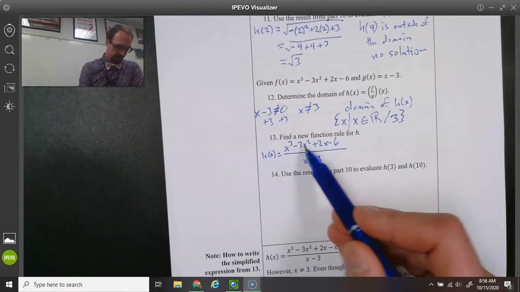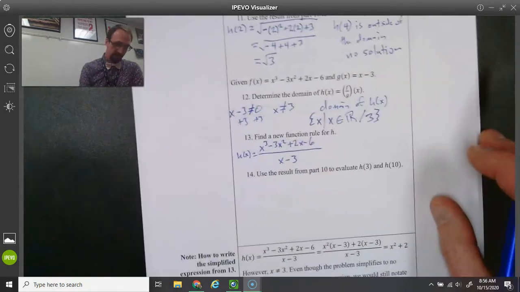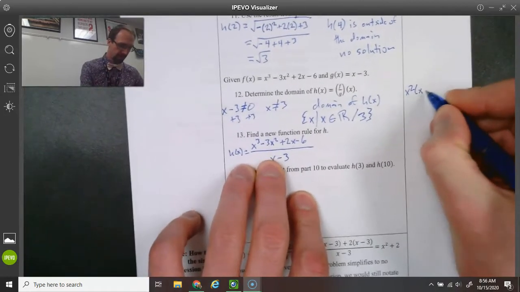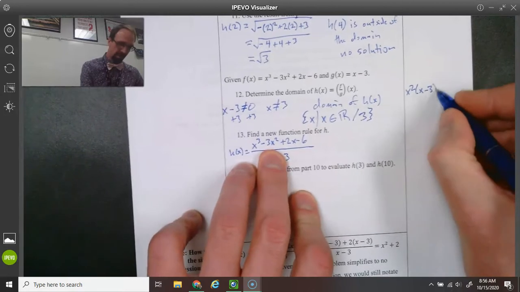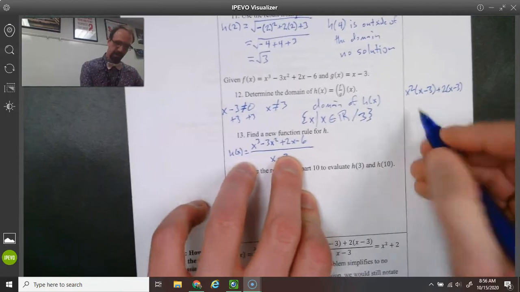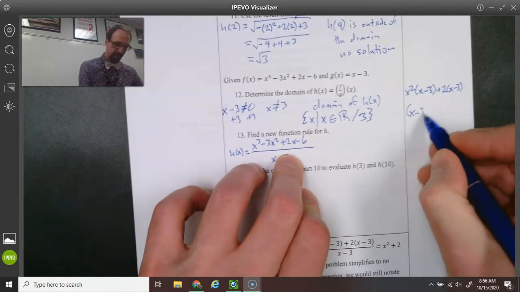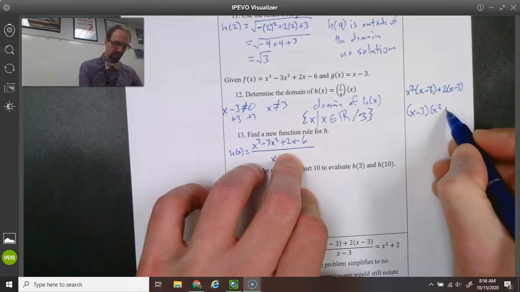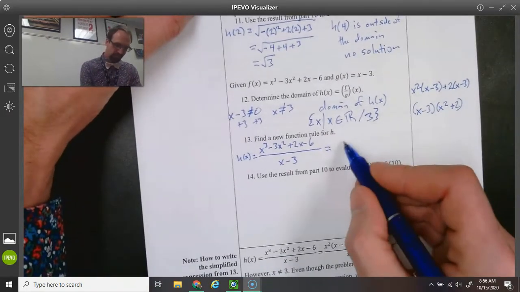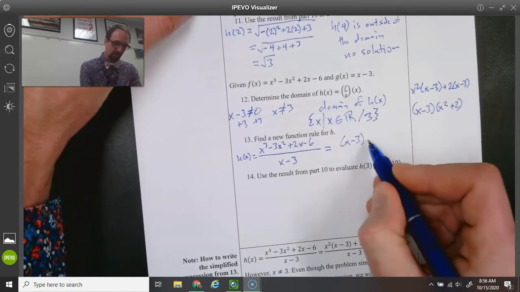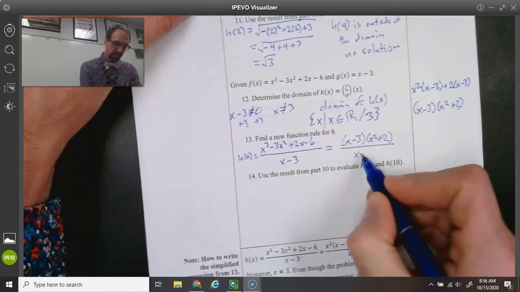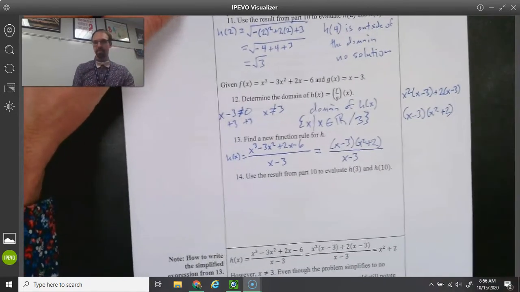If I factor by grouping, I pull out an x squared first and I'm left with x minus 3, which is already looking promising, plus 2 times x minus 3, yep, definitely looking like it. So if I factor out that x minus 3 from both of these, I get x squared plus 2. I want to point out a very interesting scenario here, because we can cancel this x minus 3.